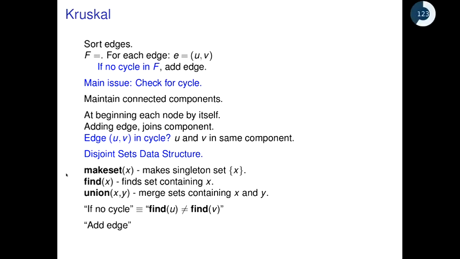And add edge, what does add edge correspond to in this data structure? What do you do there? That's the second thing. You union the two connected components. You union the connected component that corresponds to U and the connected component that corresponds to V. You put them together into one connected component. So this data structure will allow you to implement Kruskal's algorithm.